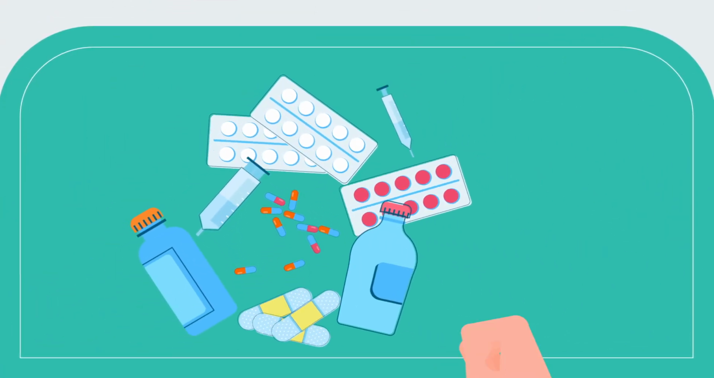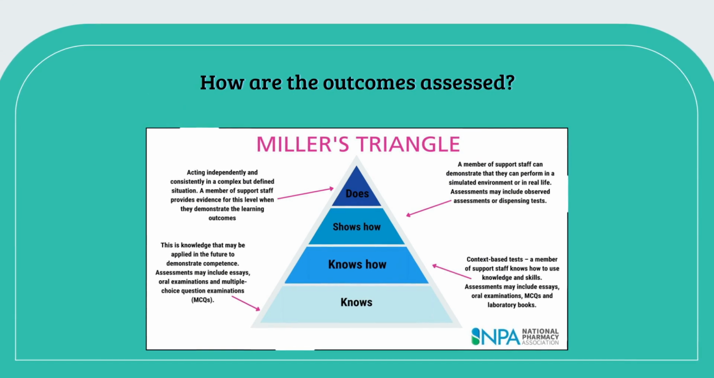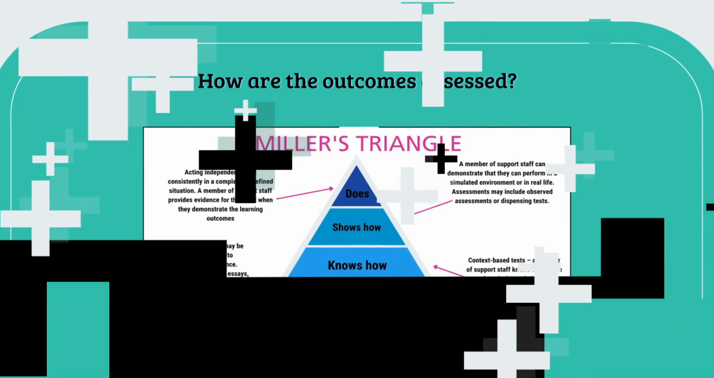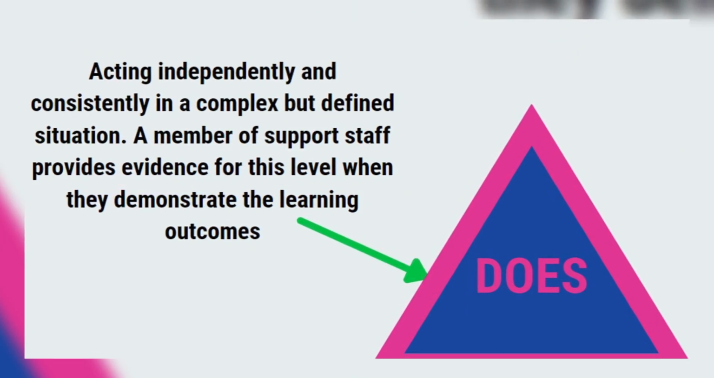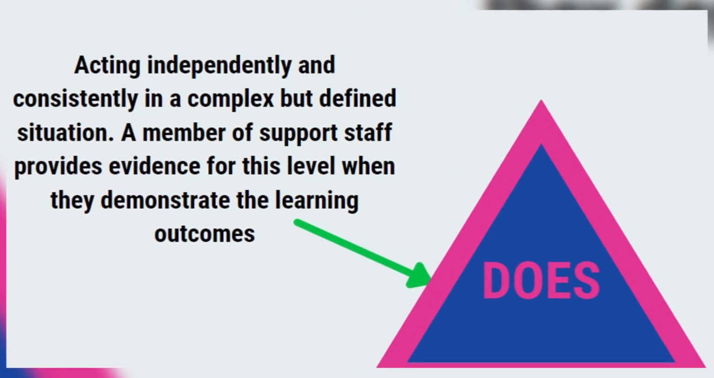So how should these criteria be assessed? Well, Miller's triangle shows different levels of competence that a learner may be required to show throughout a course. For each task that is included within the booklet on this course, we expect the learner to demonstrate a DOES level. So what is a DOES competency?